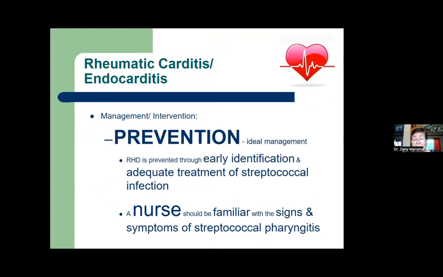So, management and intervention. Prevention is the best. How? By early identification and treatment of streptococcal infection. When we were studying, we were assigned in the medical ward and had so many cases of rheumatic fever and rheumatic heart disease. But now the incidence is lower, because people know that when they have tonsillitis or pharyngitis, they should go to the doctor to be treated properly and be given antibiotics.